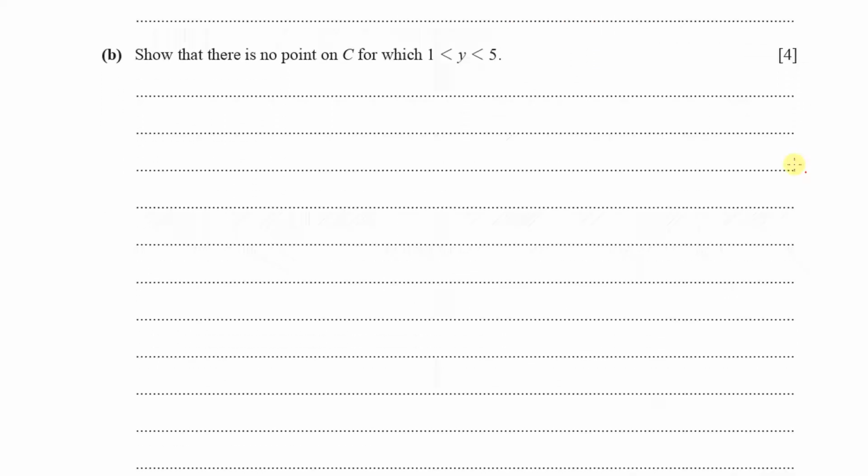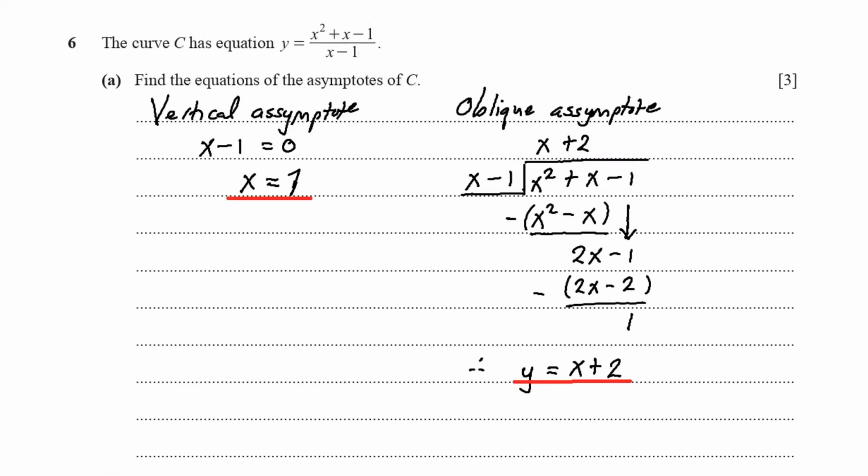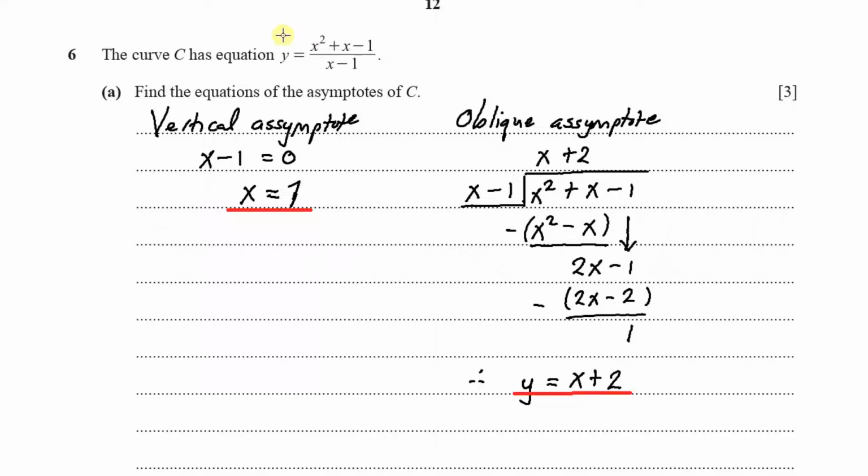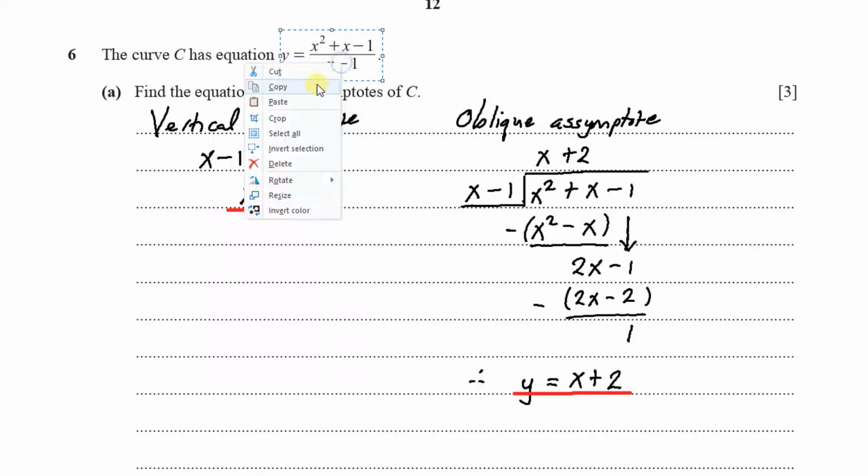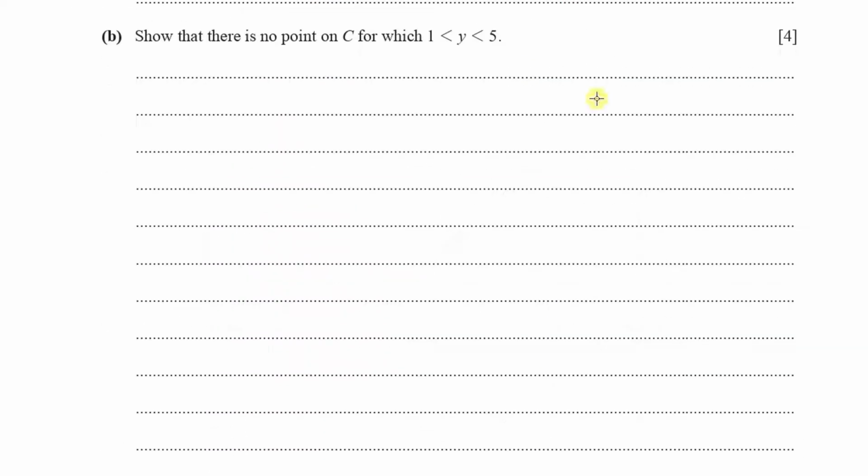Part B. Show that there is no point on C for which 1 is less than y is less than 5. So let's take the original equation and place it here. From this equation, I'm going to multiply both sides by x minus 1. This means that we'll have y(x minus 1) is equal to x squared plus x minus 1.